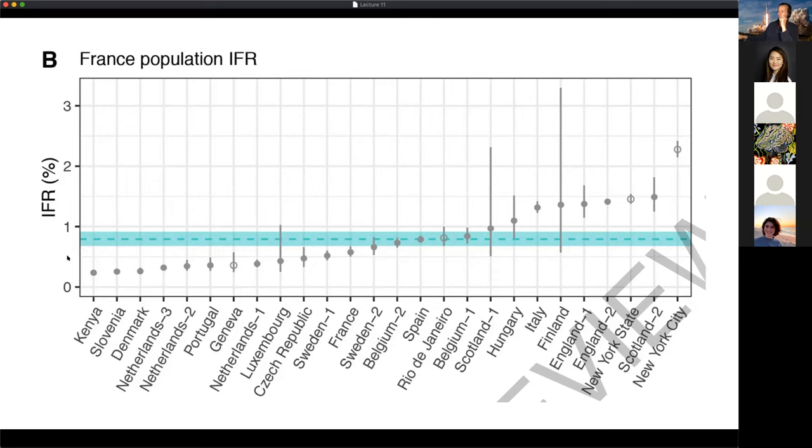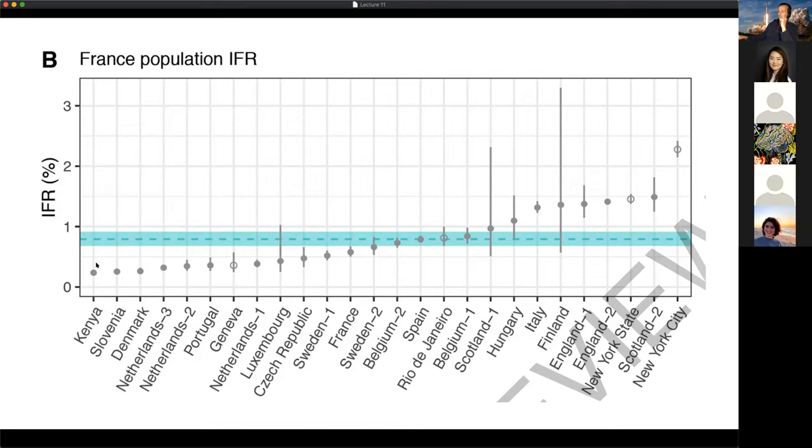If you pick any one of these countries, for example, and you want to look at the appropriate response, just based on this, you can already see that there might not be such a thing as a universally appropriate response, simply because different countries face very different types of fatality rates.